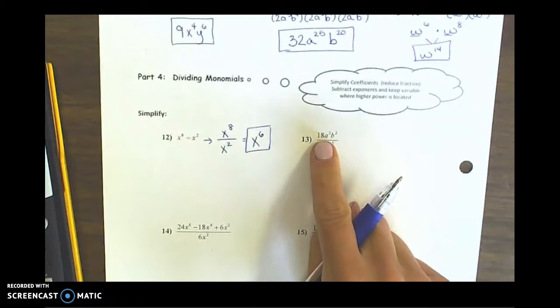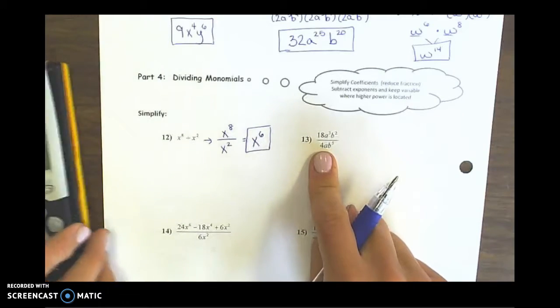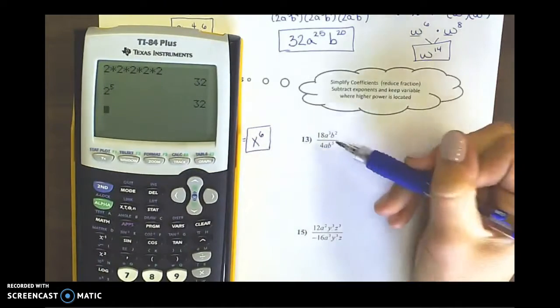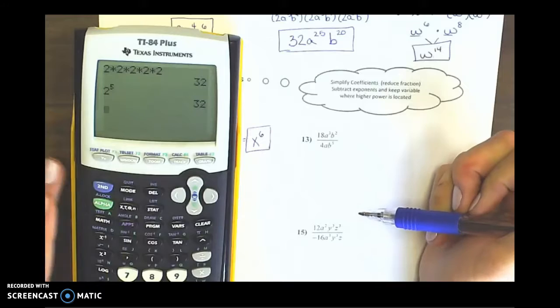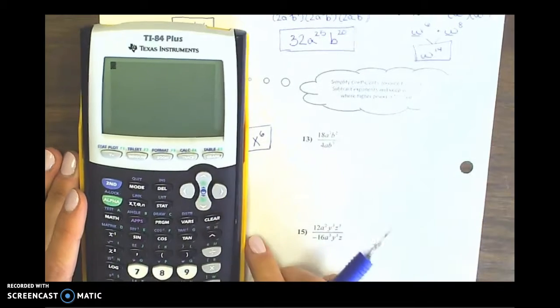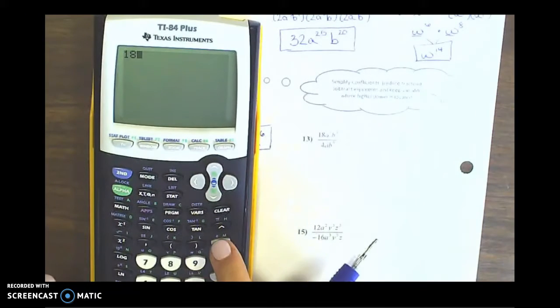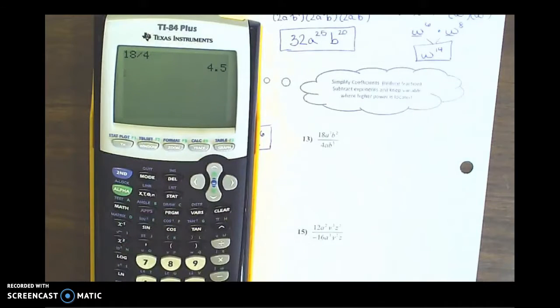So 18 over 4. The first thing we're going to do is reduce. Now, let's say you're not the greatest at reducing fractions. Well, your handy dandy calculator can help you out. So we're going to go 18 divided by 4. You're going to hit enter, and it's going to give you a decimal.